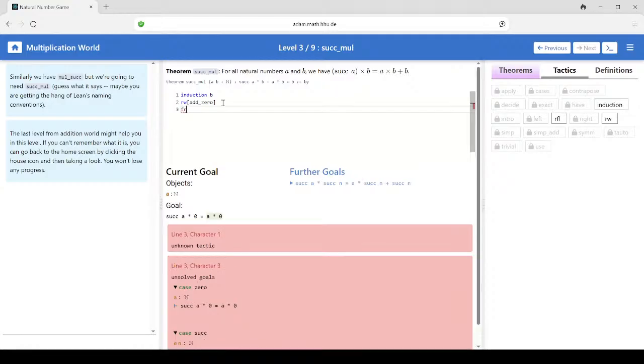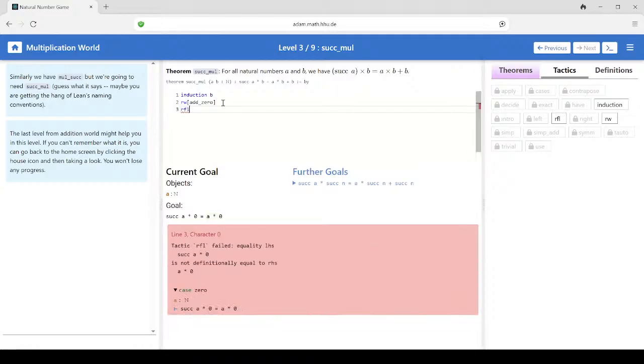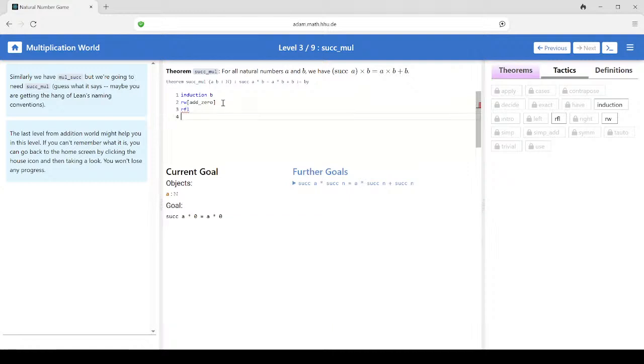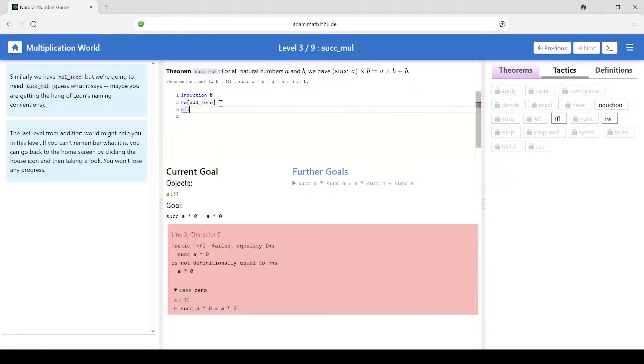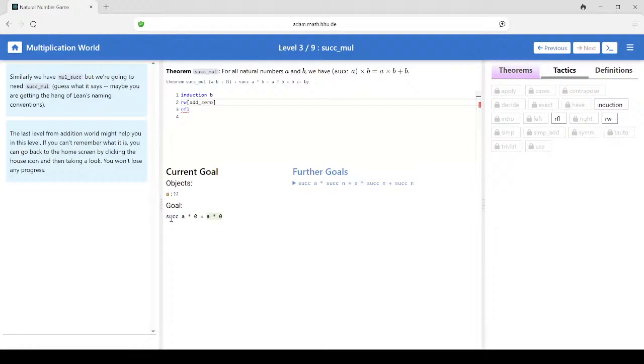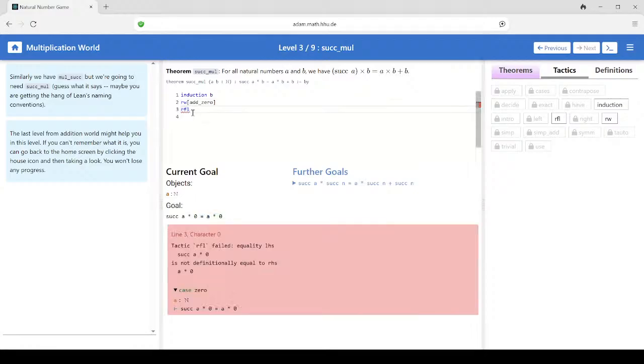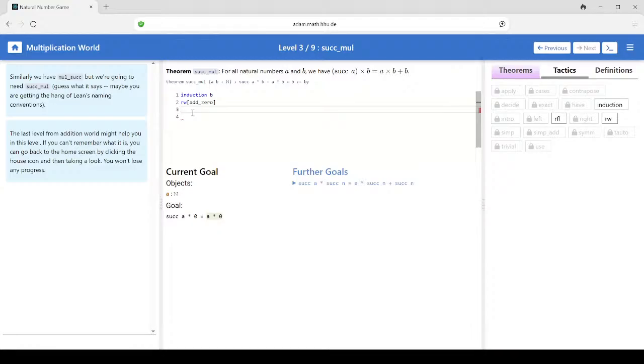And reflect. Did that? Oh, no. My eyes glazed over this. It's the successor of A, and then we have A over here. Okay, so that's why that's not working. They're not equal on either side yet.